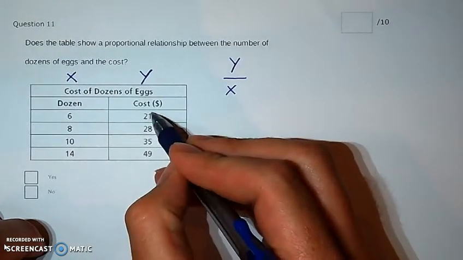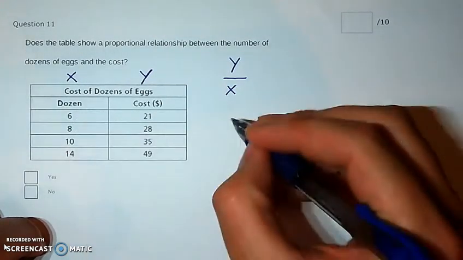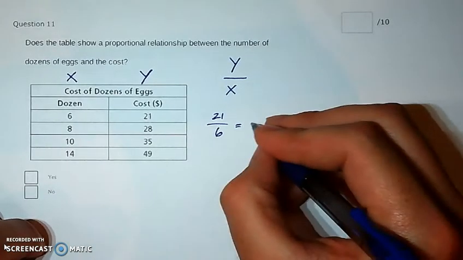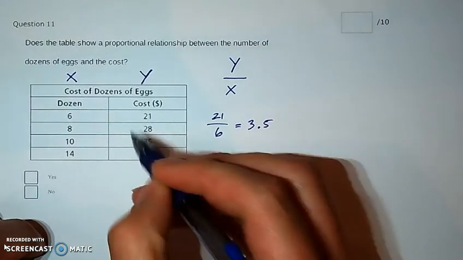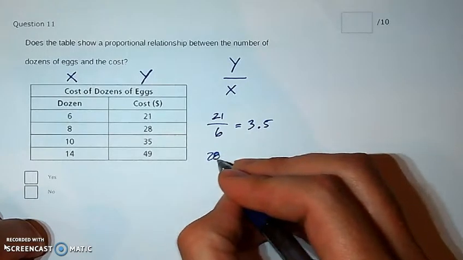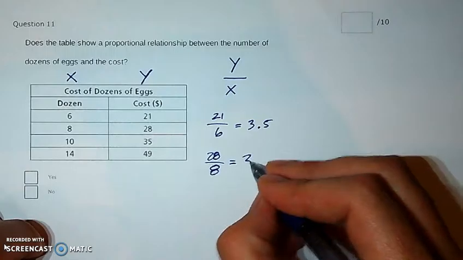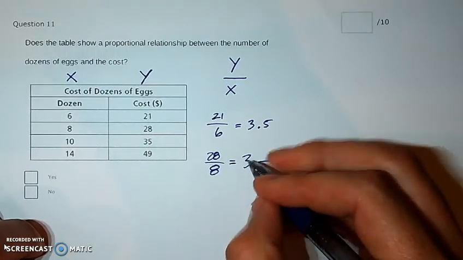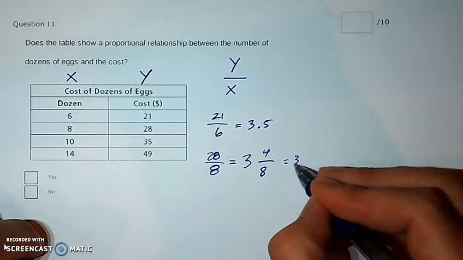All right, so we're going to take our y value and divide it by our x value, 21 divided by 6. For the first row, when you do that, you will get in your calculator 3.5. If you do that for the next row, 28 divided by 8, you will also get 3.5, right? 8 goes into 28 3 times. Your denominator is still 8. 8 times 3 is 24. I need 4 more to get to 28. 4 is half of 8, so that's also 3.5.